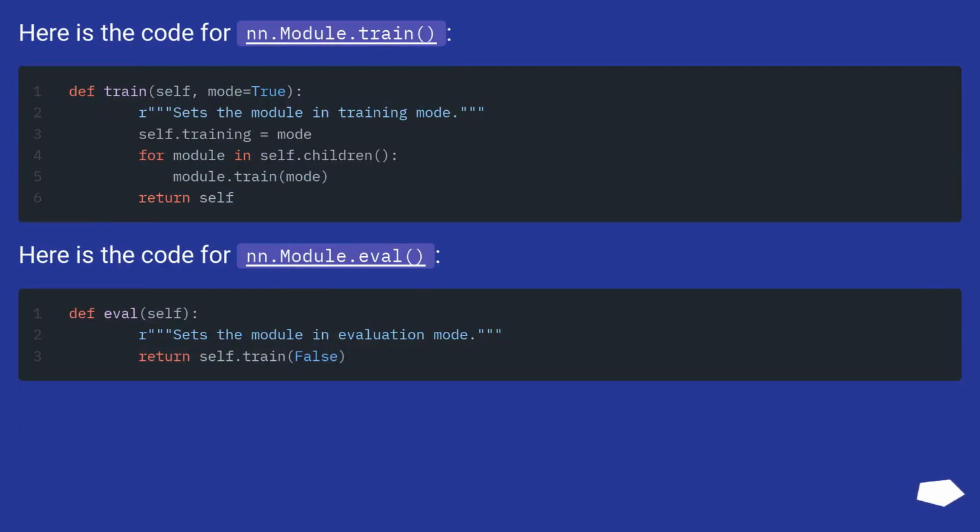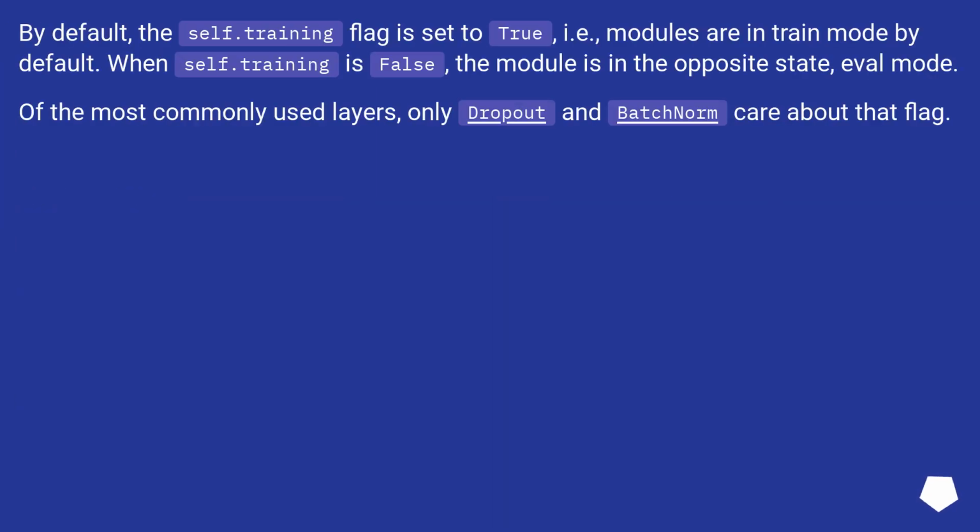Here is the code for nn.Module.train. Here is the code for nn.Module.eval. By default, the self.training flag is set to true, i.e., modules are in train mode by default. When self.training is false, the module is in the opposite state, eval mode. Of the most commonly used layers, only dropout and batch norm care about that flag.